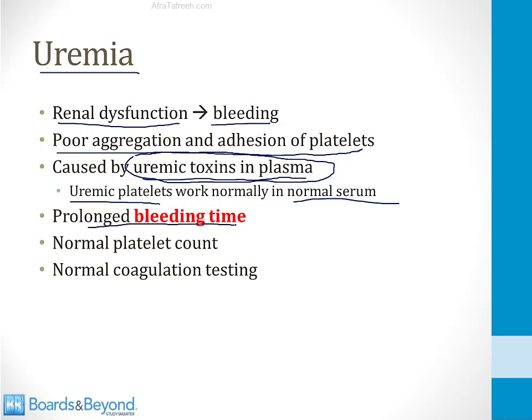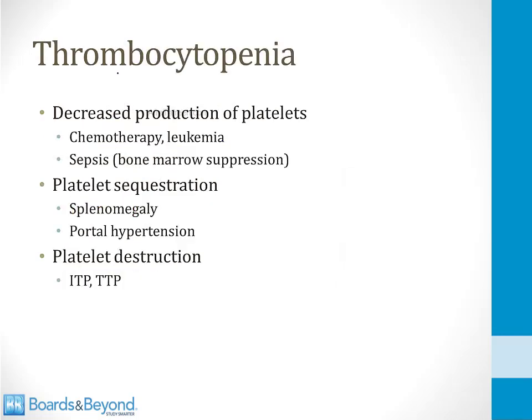In fact, historically, one of the uses for the bleeding time was to test patients who were uremic to see if they had enough platelet function to safely undergo surgery. The platelet count will be entirely normal, and any tests of the coagulation system like PT and PTT will also be entirely normal.